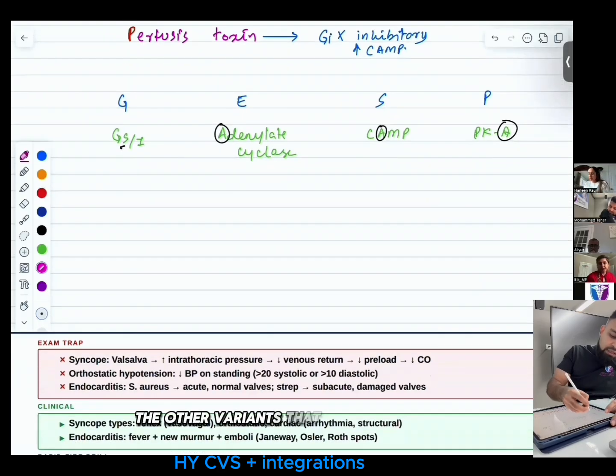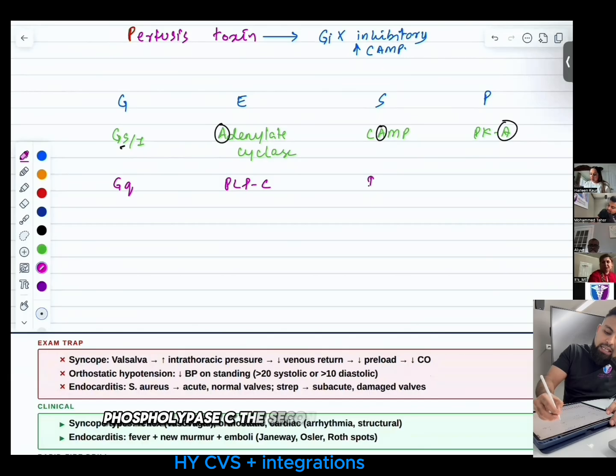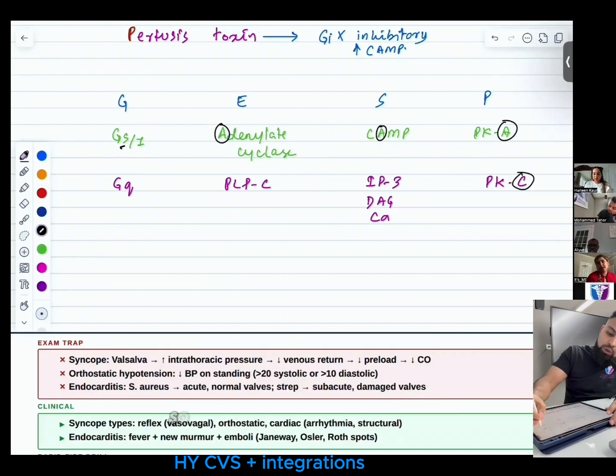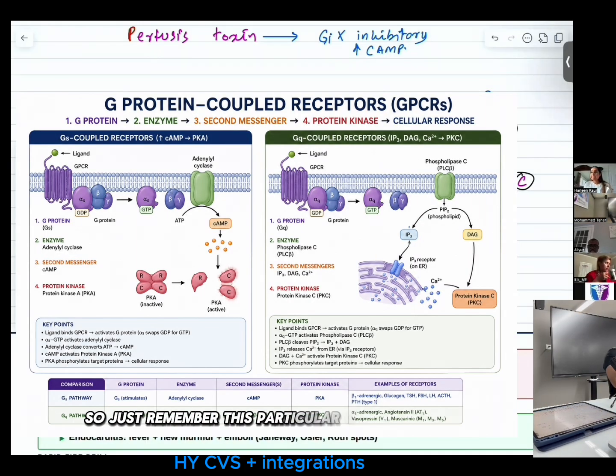The other variant is Gq-coupled receptors. Enzyme is phospholipase C, and the second messengers are IP3, diacylglycerol, and calcium. The protein kinase is protein kinase C. So here is also your C and C. Just remember this particular G protein pathway.